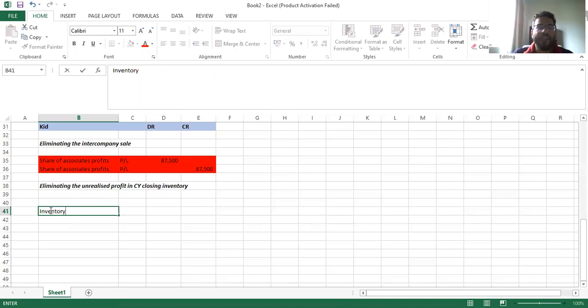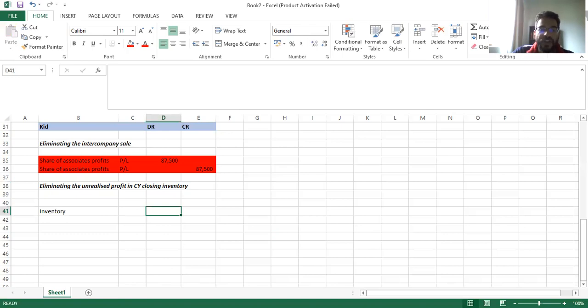We bring the parent onto the group books on a line by line basis: assets, liabilities, income, and expenses. Therefore we can use the term inventory, because this inventory relates to the parent's inventory, and the parent's inventory is brought on a line by line basis. So we're going to decrease inventory. The inventory on hand was 57,000 rand.